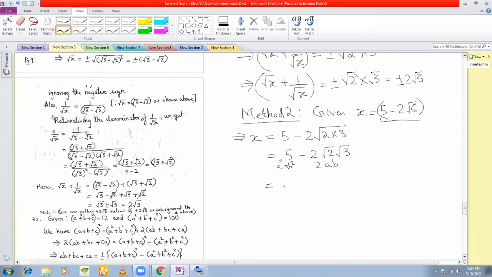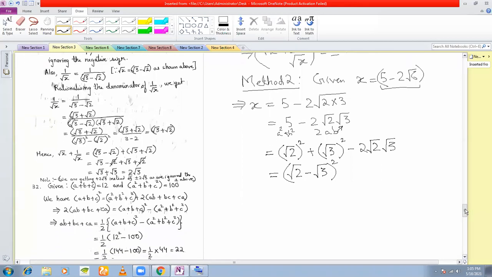This is a is root 2. So I write this as root 2 a square plus this is my b. Write it as b square, and this is 2ab. So what does this become? This becomes root 2 minus root 3 square. Yes, this is a minus b whole square form. So what I have done is I have expressed x as a minus b whole square.